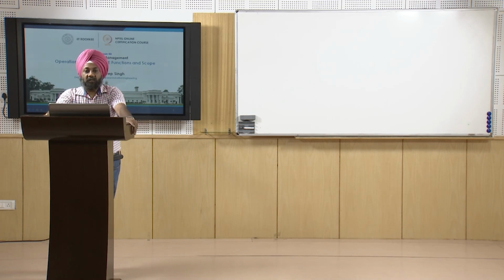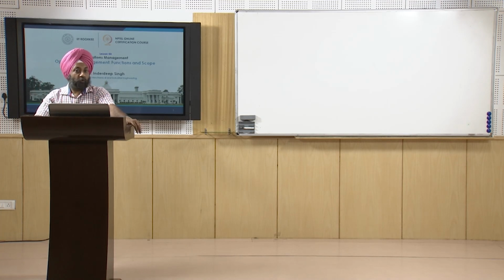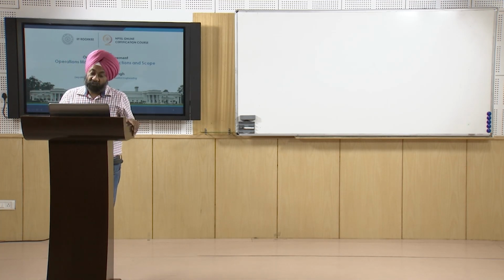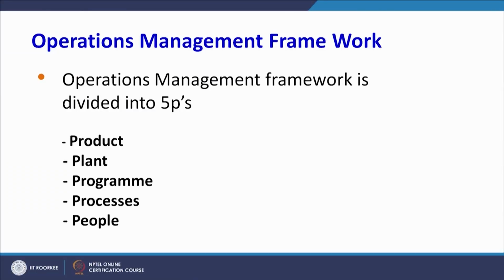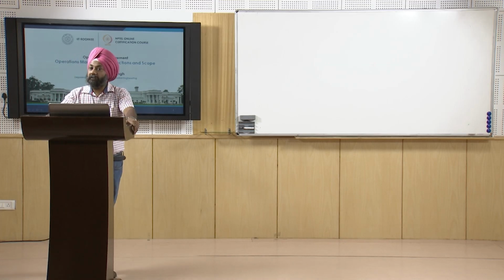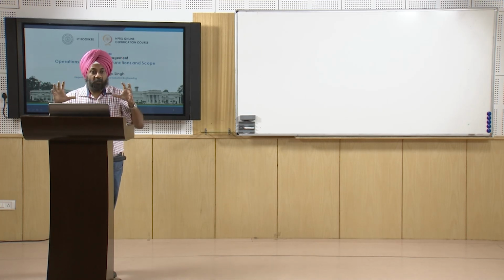Now these 5 P's are product; plant, as we have seen, where we do facilities, location and layout planning; then the program, which is related to time; then the processes, which is related to the management of facilities; and finally people, as we have seen in the last slide, work system design. We have to fit the job to the person's capability, so that the person is able to perform the task in the most effective and efficient manner without too much fatigue and boredom. So we have to ensure the working environment for the people.